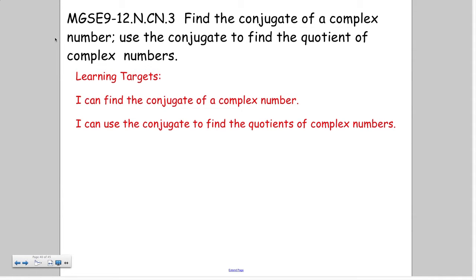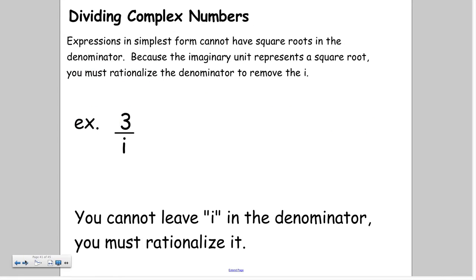Last lesson of Unit 1 starts on page 19 in your folder. So we've done the add, subtract, and multiply thing. Now we have to be able to divide on those complex numbers. When you divide complex numbers, I can't have a square root in the bottom. It's just the way it's always been done.